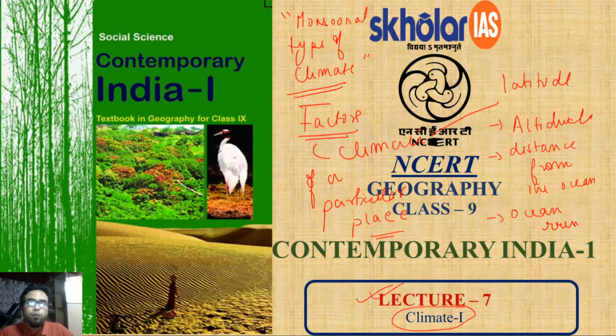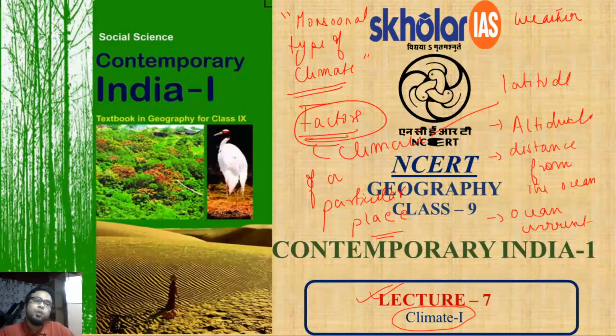Then we have the pressure and winds, the pressures which are found in a particular area, the wind system of the area. So before we go on to understand the monsoonal type of climate, how it enters India and how it goes away from India, we have to understand the different factors which determine the climate of a particular place. So today's class will be confined only to these factors, but before we proceed to them, we will also understand very briefly the difference between weather and climate.